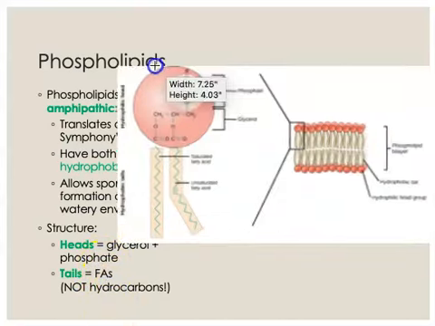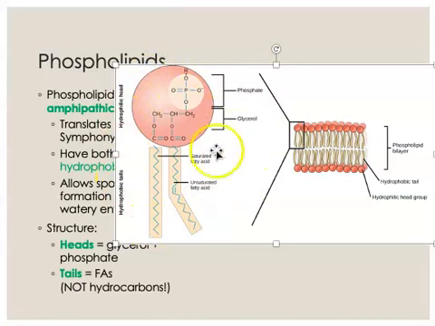Over here, on the left side, we're seeing a drawing of a phospholipid. Here's the head. We can see a glycerol, 3 carbons. And we can see 2 fatty acids hanging off. These are the tails. Attached to the glycerol is a phosphate group.